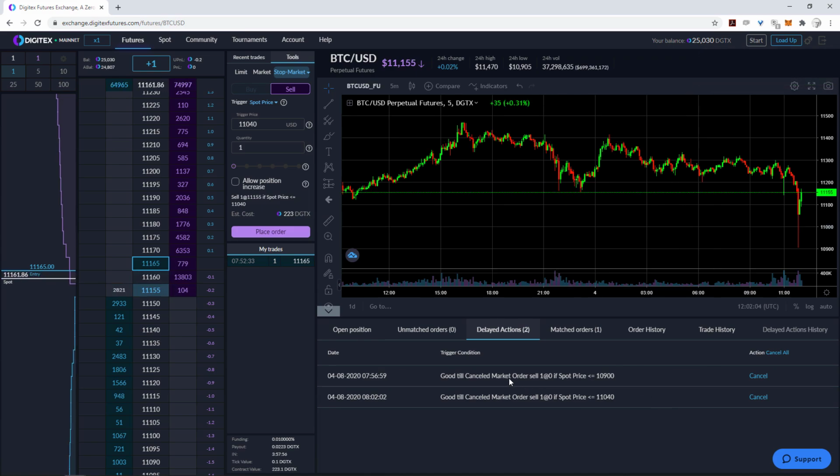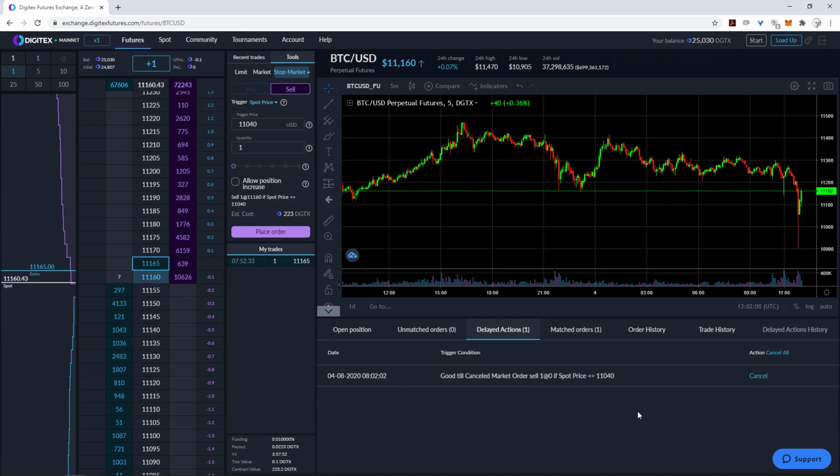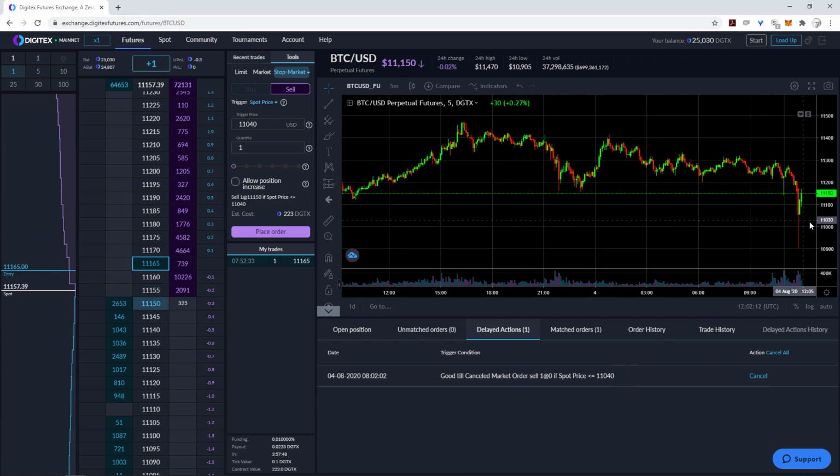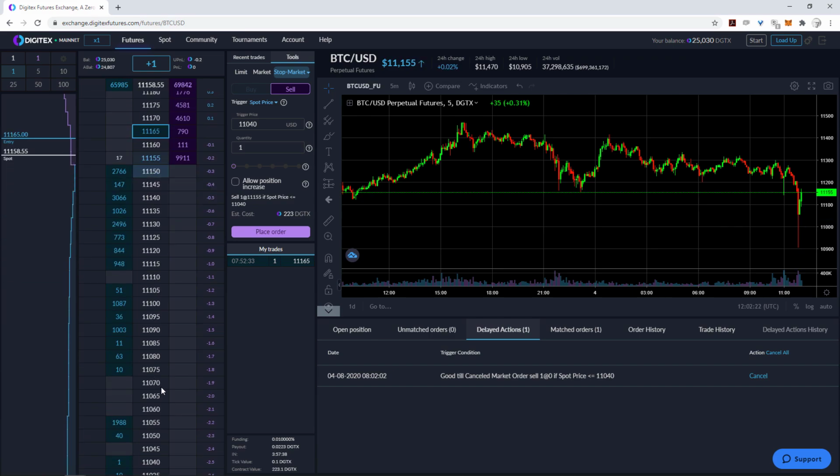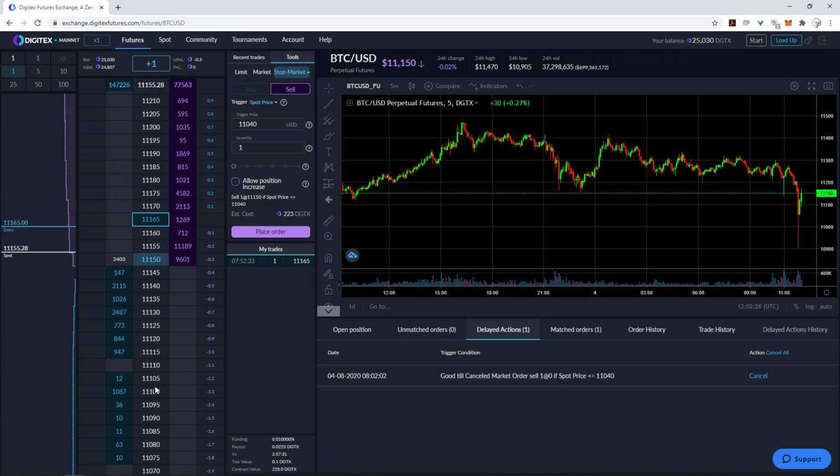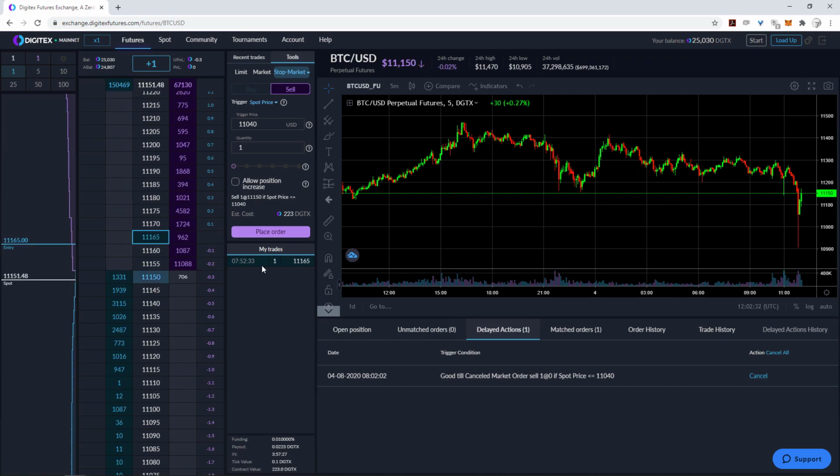We have canceled that one. Okay, we want to make sure that one is canceled. So now it is. So 11,040, which is down here, 11,040. So I've raised the stop up. And so it's now sitting there at 11,040, which is down in this area right there. Again, it does not show up on the ladder, but I've raised the stop. And you can continue to do this. You can play this game.